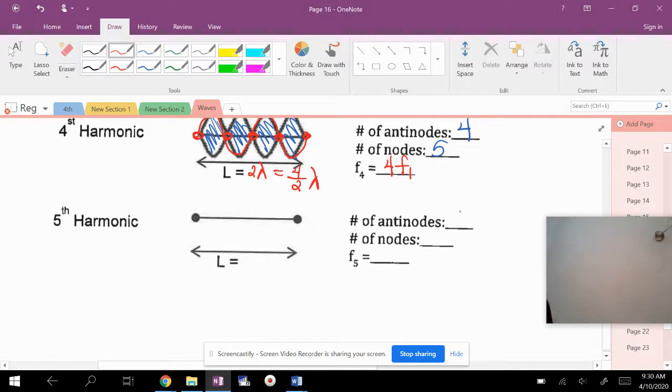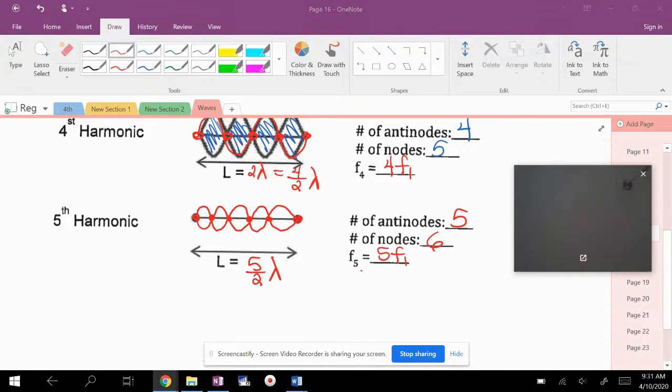So for the 5th harmonic, I have 5 antinodes. Okay, so how am I going to draw 5 antinodes? Everyone has a tough time drawing this for the first time. Okay, that's 5 antinodes, and I have 6 nodes, 6 little spots right here. Again, nodes are where it's destructive interference. F5 would be 5 times the fundamental, and this would be 5 halves lambda. Okay, that's the 5th harmonic. Okay, so we're going to go to the next page.